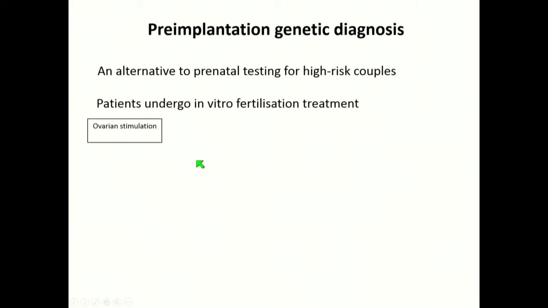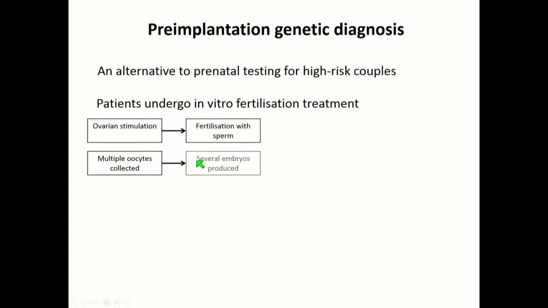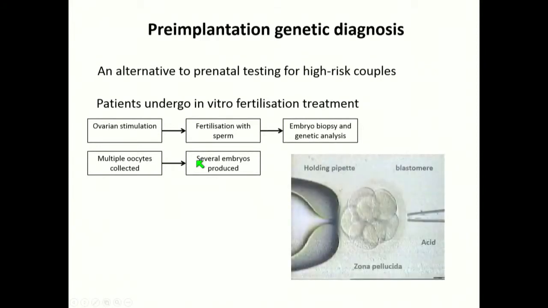So this usually involves the stimulation of the ovaries to produce several eggs instead of the usual one per month. So you collect several eggs and you then fertilize them with the partner's sperm to hopefully produce several embryos. You're then going to biopsy these embryos to obtain genetic material to allow you to do a test. Now, years ago it was done something like this.